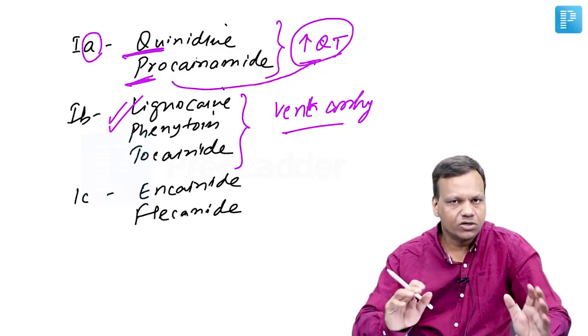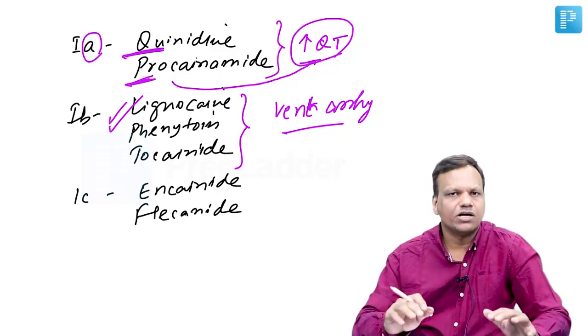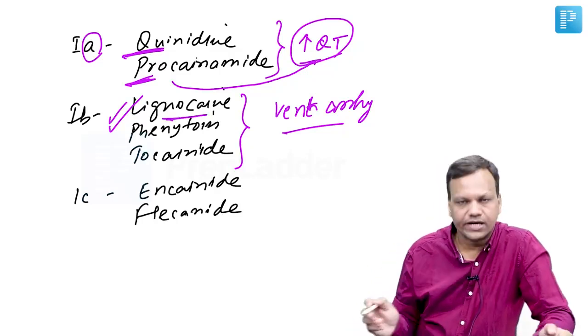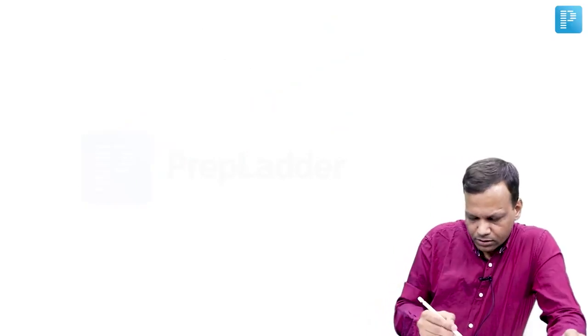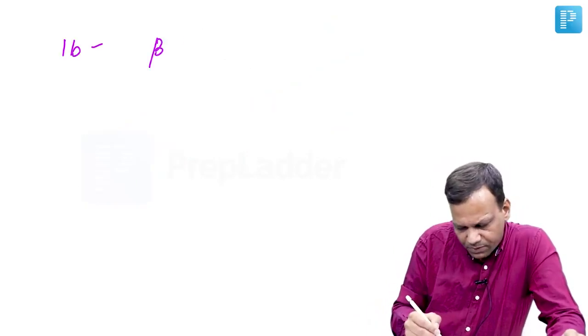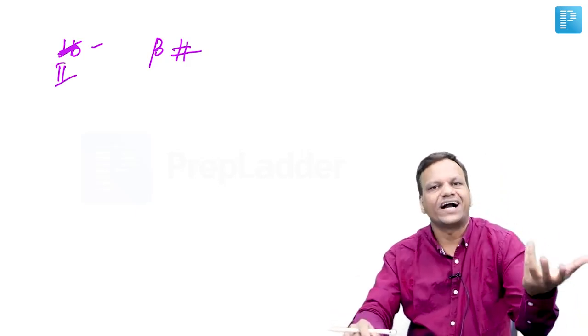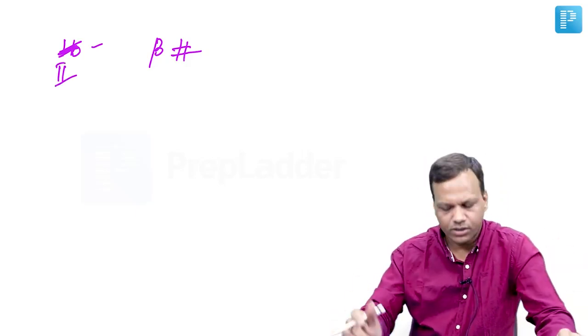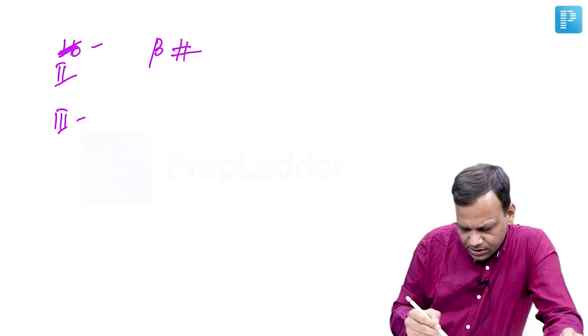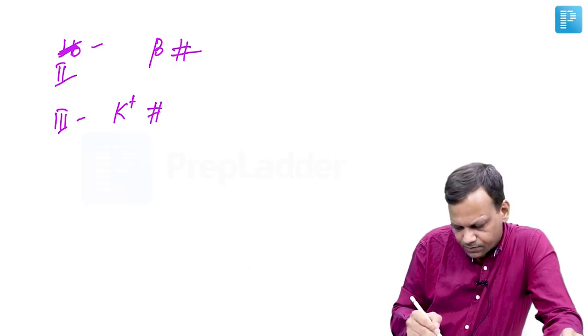So for post-MI ventricular arrhythmia and ventricular arrhythmia due to digoxin overdose, the drug of choice is lignocaine. Okay. Then class 2 drugs are beta blockers, which are used for tachycardias, maybe atrial, maybe ventricular. Moving to class 3 drugs, these are potassium channel blockers.